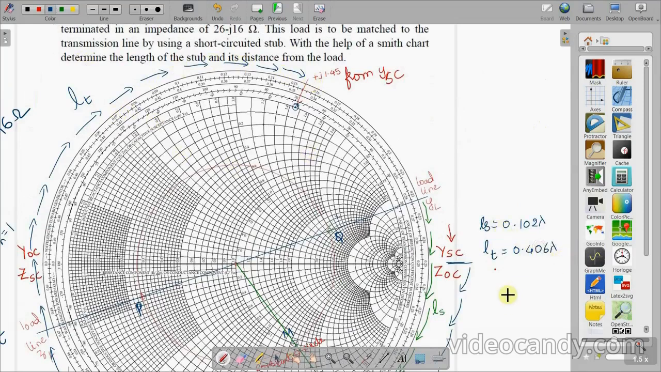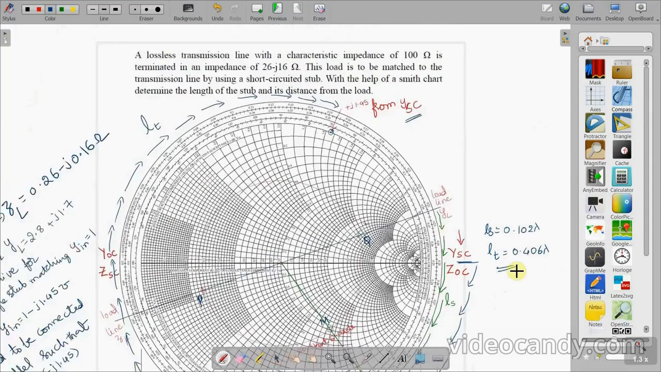So this is the process of solving this single stub matching problem using the Smith chart very easily.